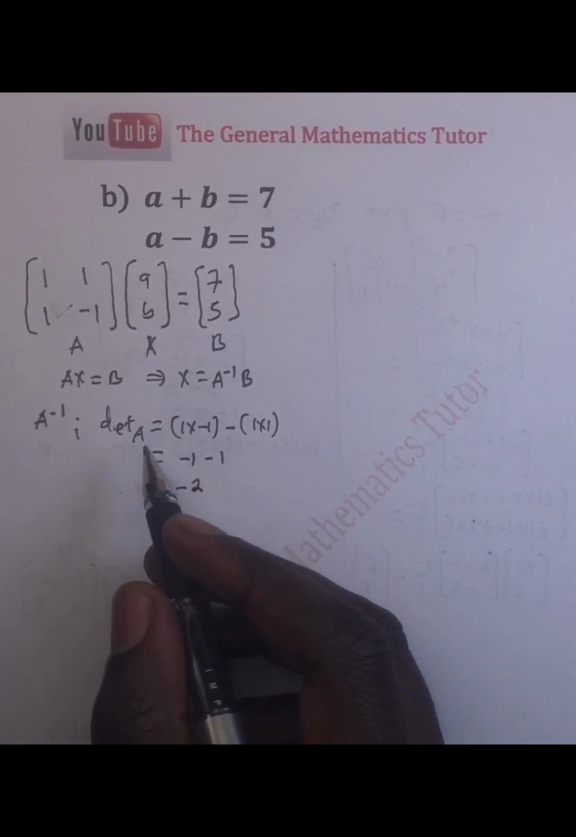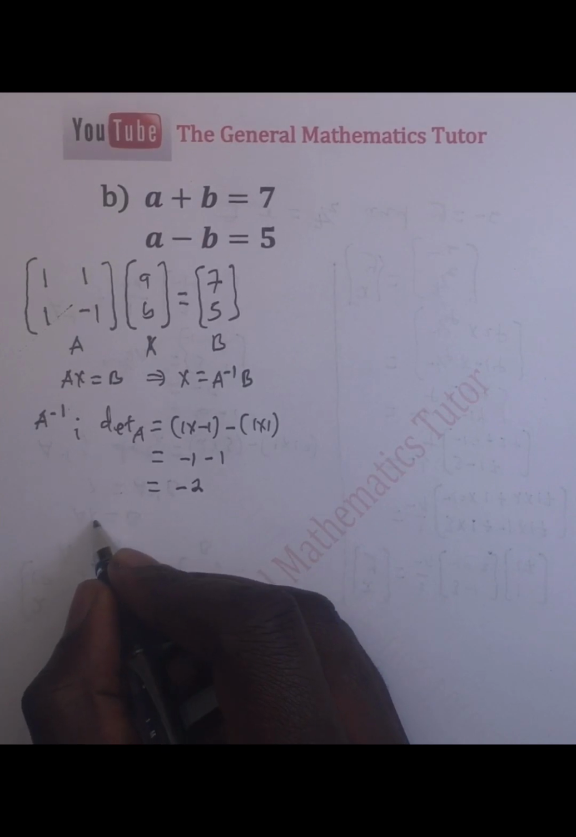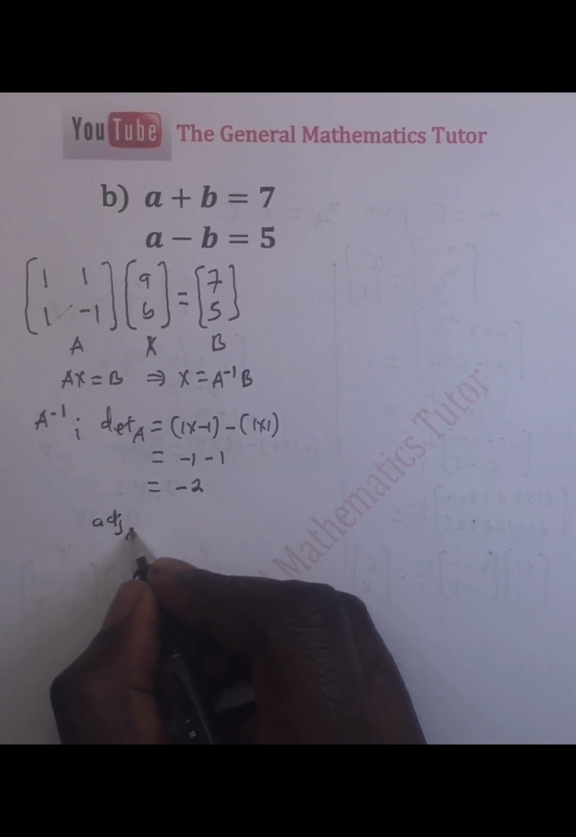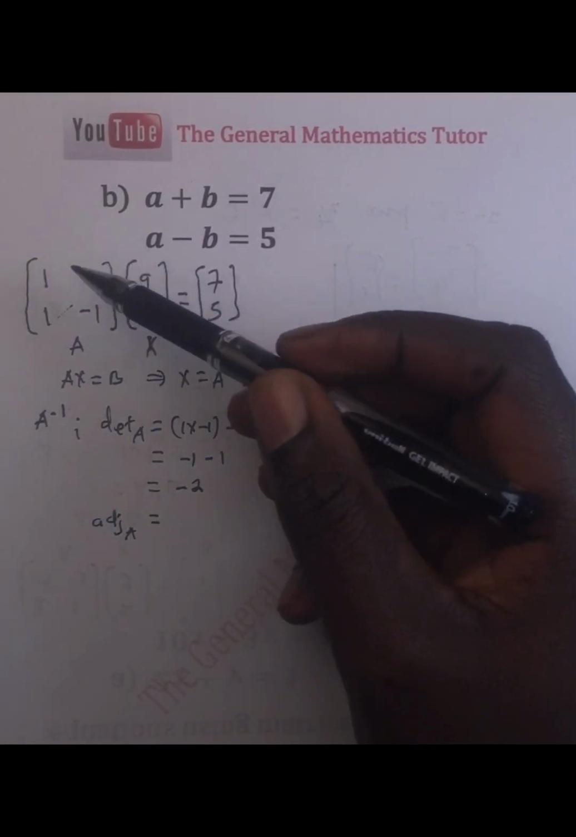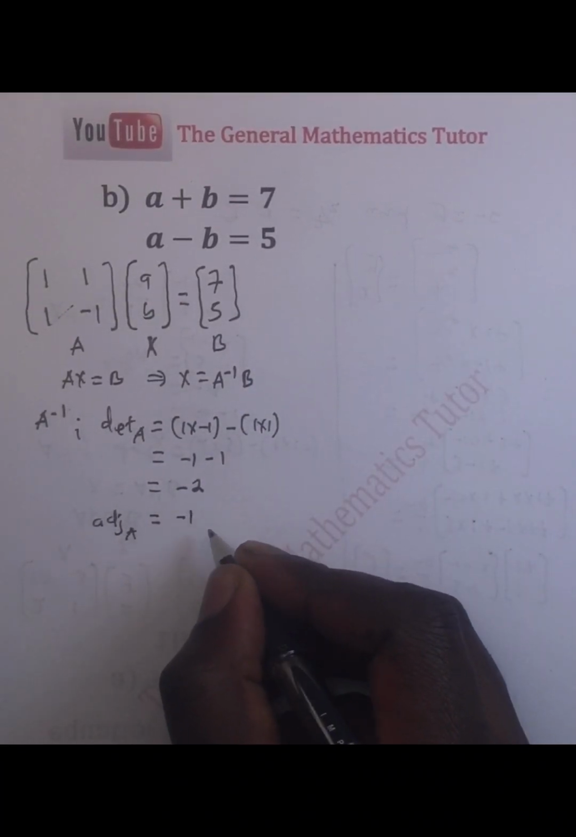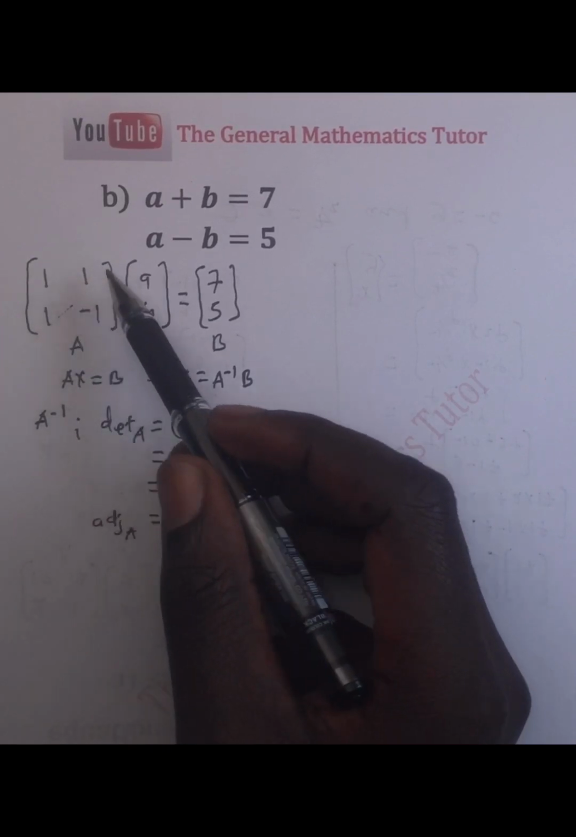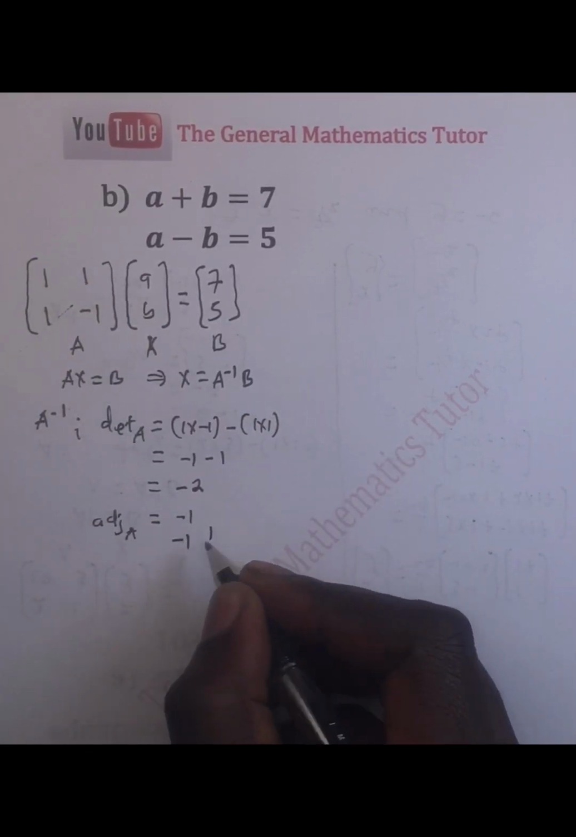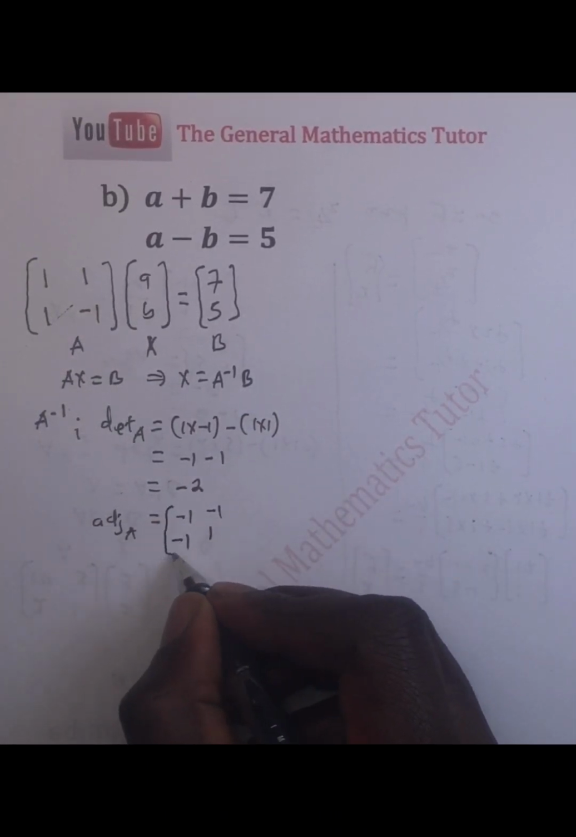So the next thing for us to get the inverse is to obtain the adjoint of A. The adjoint of A is obtained by just switching the members of the main diagonal, so we'll have negative 1 and 1, and changing the signs of the members of the other diagonal. So that is negative 1 and negative 1.